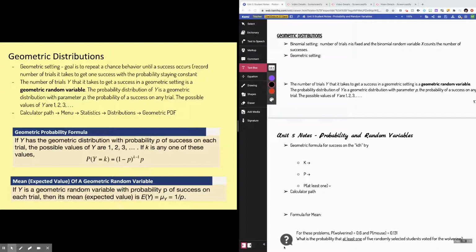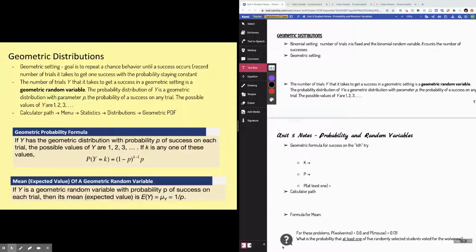Geometric probabilities are a little bit easier to calculate than binomial probabilities. There's a little bit less going on in the formula, okay? But just like the binomial formulas, you have access to all of the geometric formulas on the formula sheet. So these are not things that you have to memorize, okay?